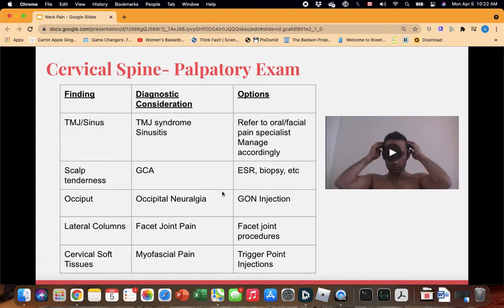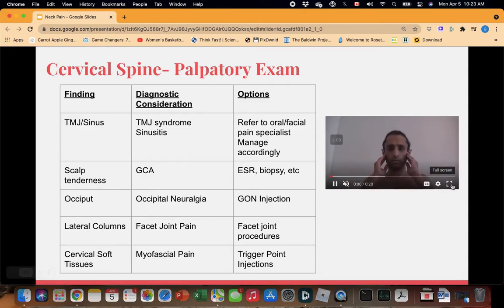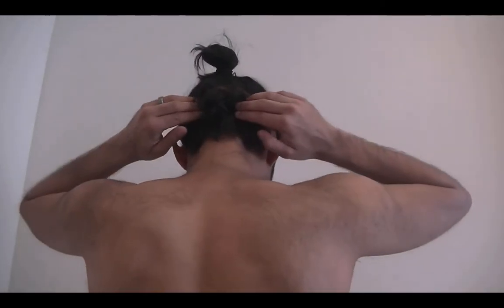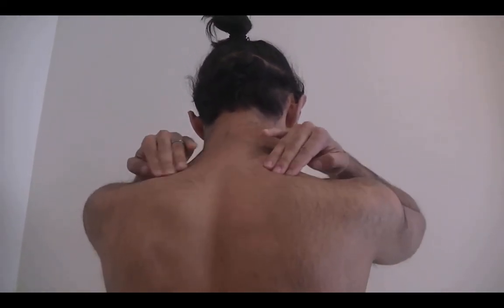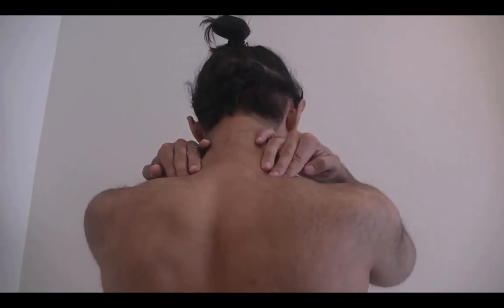So the last part is the palpatory examination. And really I'm just getting a sense of whether or not, once I've ruled out other potential neurologic causes and rheumatologic causes, I can localize to a specific area that I could manage or inject. So I palpate over the TMJs, sinus areas, the scalp, over the greater occipital nerve area, over the lateral musculature around the neck where the facets are underlying, and then in the upper paracervical soft tissue, we're looking for trigger points.